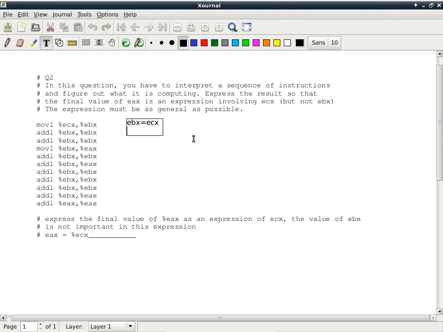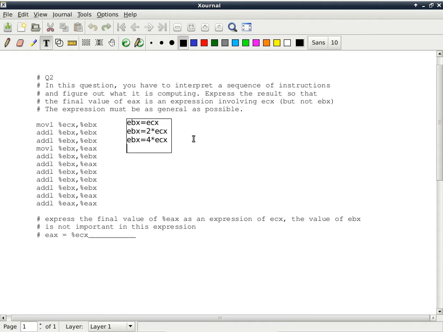Okay, line 2. Line 2 is adding EBX to EBX. So that's doubling EBX, right? So I should actually specify this in a different way. Okay, EBX is twice ECX. Are we doing okay so far? Because we doubled EBX, and EBX got its original value from ECX, so it actually has twice the original value of ECX at this point. Is that okay? Yep. Okay, and then we double it again. So EBX this time equals 4 times ECX because it got doubled again.